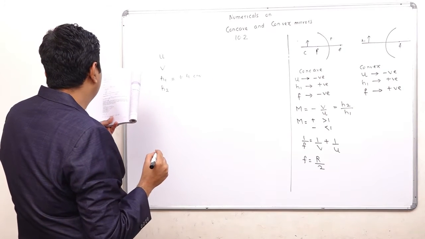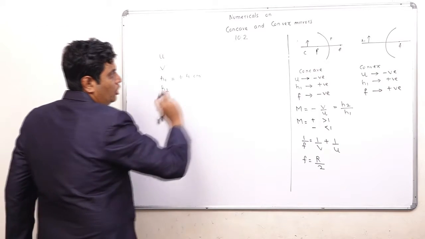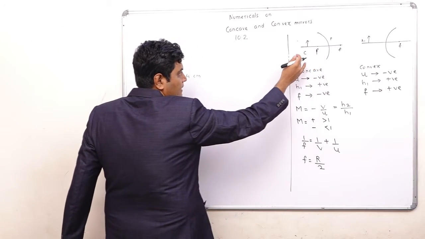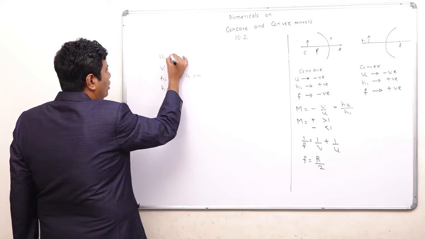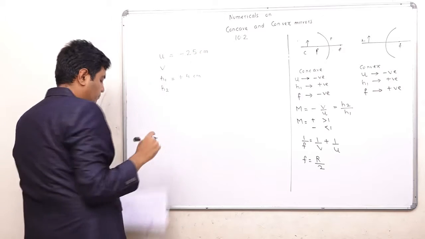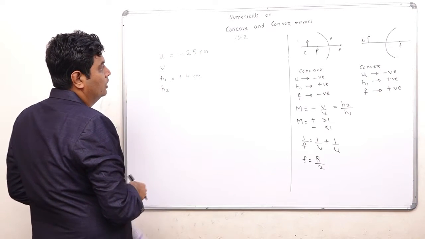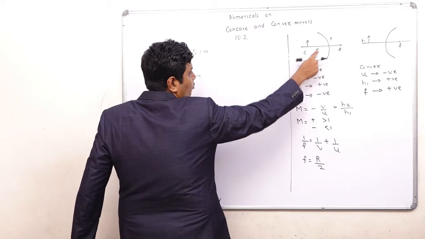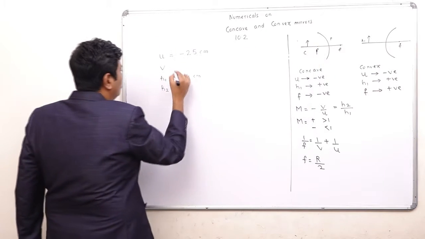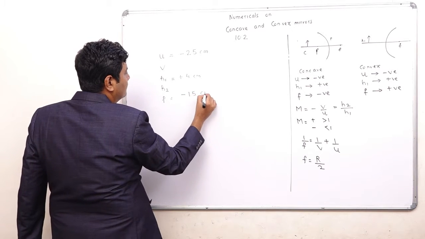Is placed at 25 centimeter in front of a concave mirror. It is placed in front, 25 centimeter. So u is equal to minus 25 centimeter. Of focal length 15 centimeter. Now for this concave mirror, focal length will be negative. So focal length f is equal to minus 15 centimeter.